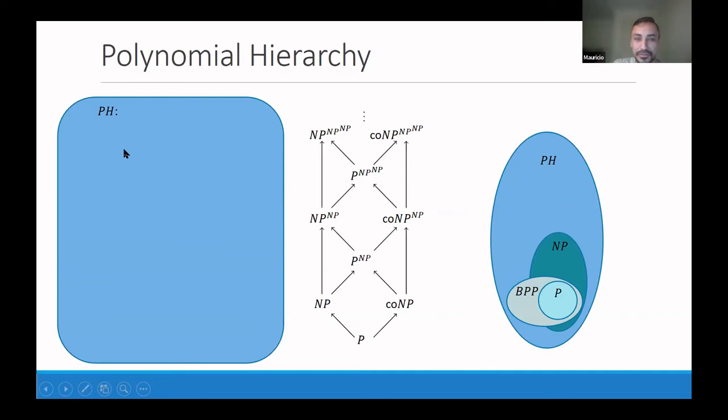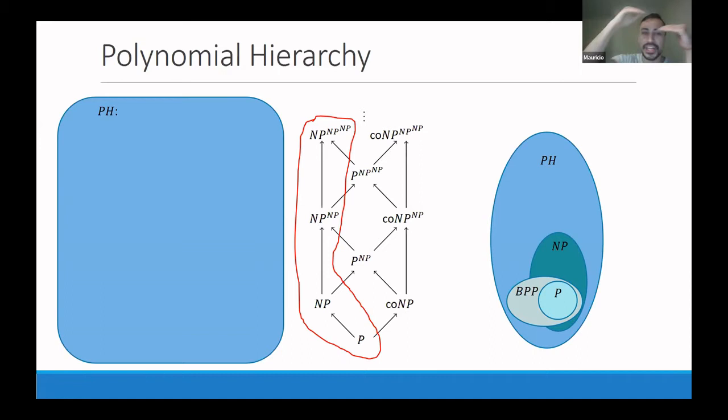I just want you to focus on this one in particular, on this thing I've highlighted in red. So this forms a hierarchy, right? P is inside NP, and NP is inside NP to the NP, etc. We don't know if P is equal to NP, and we don't know if NP is equal to NP to the NP, and likewise, we don't know it for any level of this hierarchy. So potentially, all these things over here and this whole diagram is just one class. We just don't know. What we do believe is that they are different. This is what we mean when we say that it doesn't collapse.